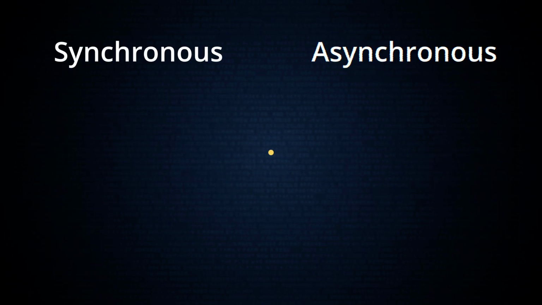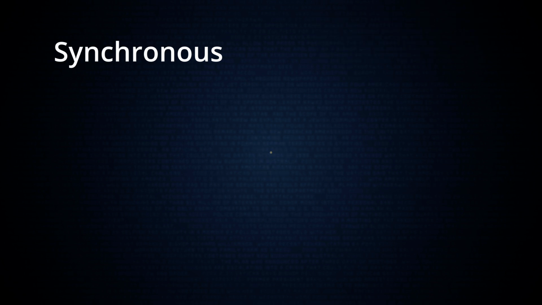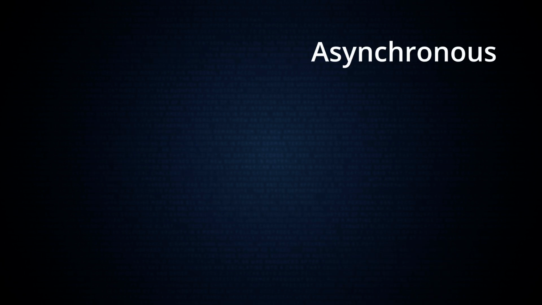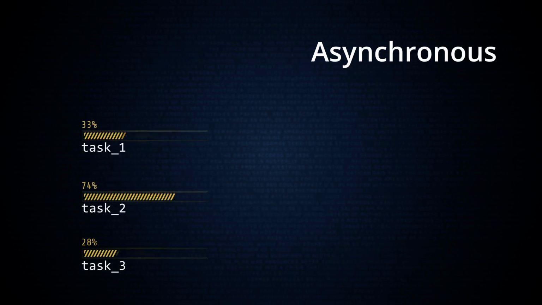Code can be categorized as synchronous or asynchronous. In synchronous programming, tasks are performed one at a time in the order they are called. Each task must finish before the next one can begin. With asynchronous programming, however, different tasks can start, process, and finish in overlapping periods of time.